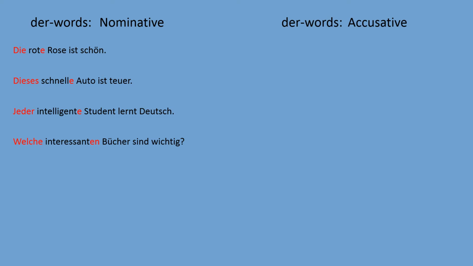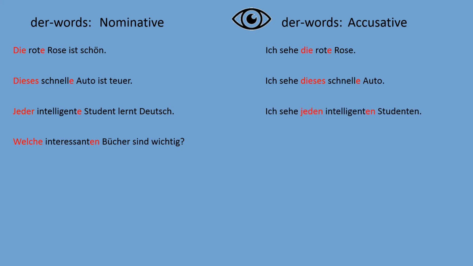How can we rewrite these sentences and use them in the accusative case? I think it's possible when we say, I see those objects, I see all these items and things and people mentioned in previous sentences. So practically I will say, ich sehe die rote Rose. I see the red rose. Or ich sehe dieses schnelle Auto. I see this fast car. Ich sehe jeden intelligenten Studenten. So I see every intelligent student. And which interesting books do you see? So even in a question we can use nouns in the accusative case.